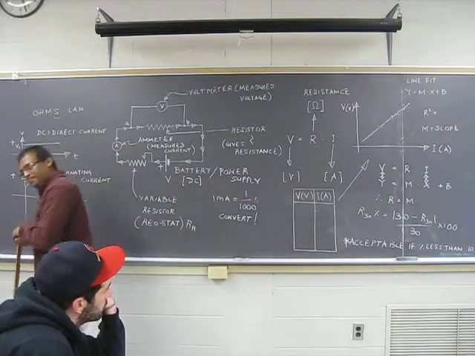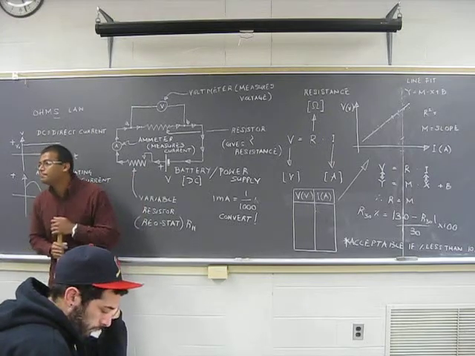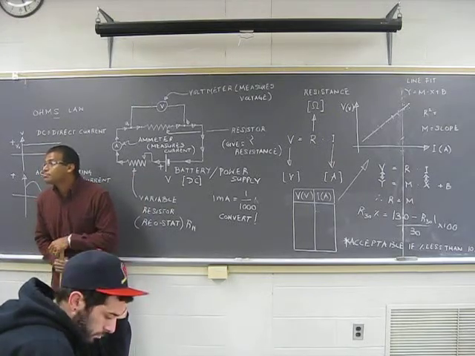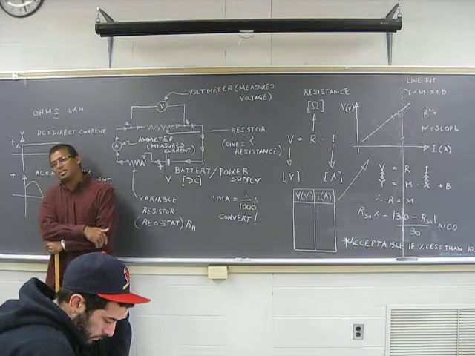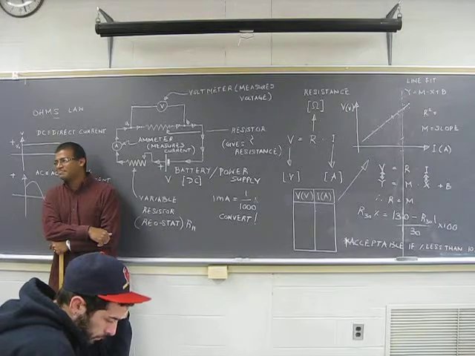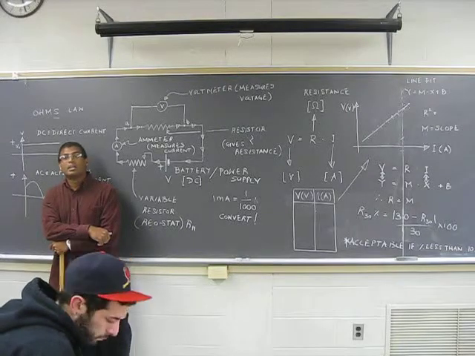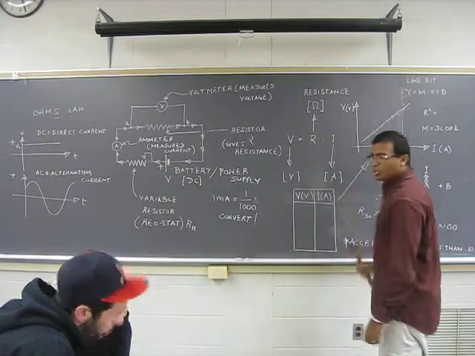Two sides are equal. One side you are increasing. What happens to the other side? If one side goes up, it also means the other has to go up. It has to go up. So in other words, current will go up.